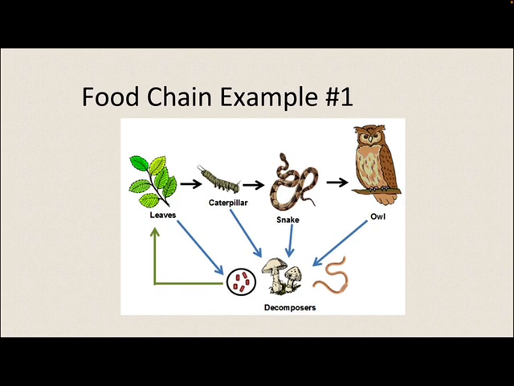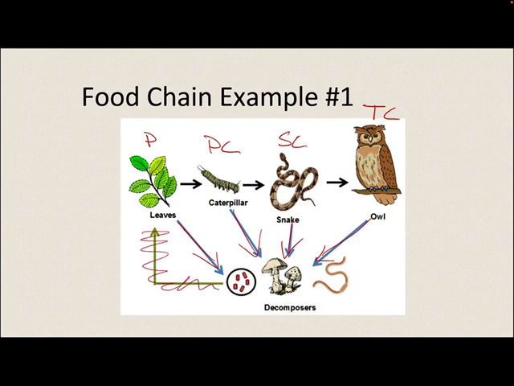All right? Here's an example, right? Which is very similar to the one that we just did. You have leaves, which are going to be your producer. You have caterpillar, which is your primary consumer. You have snakes, which in this case are your secondary consumer, and your owl is your tertiary consumer. And in this food chain, there are only 3. It doesn't have to be 4, right? Food chains can vary in size. And again, like you see here, you have decomposers that gain energy from all of them, okay? Don't worry about what this line means for now, all right? Let's take a look at another one.